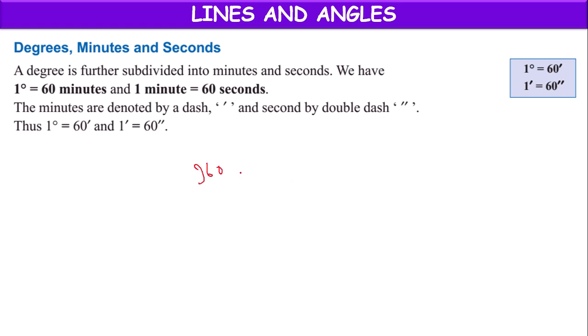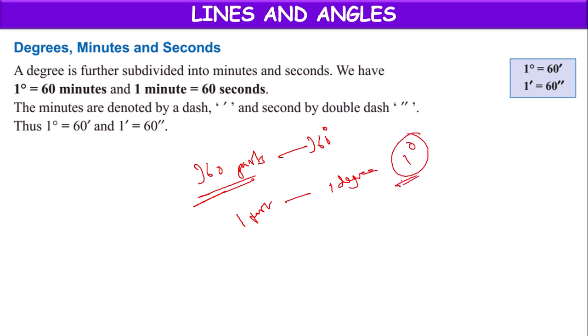So mainly the concept is the circle is divided into 360 parts, which is equal to 360 degrees. So one part equals 1 degree.